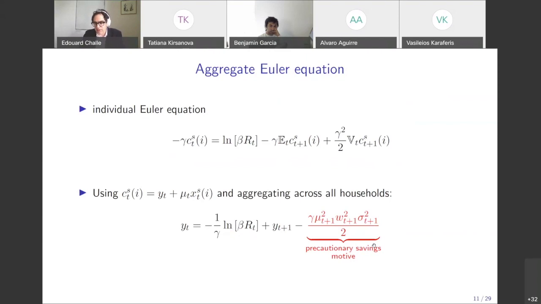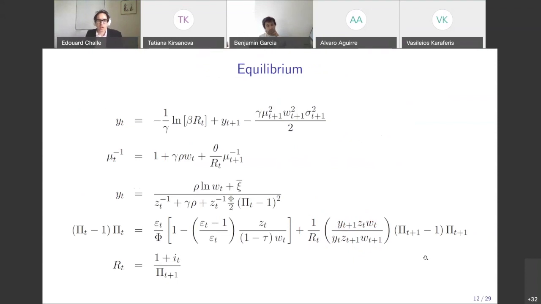So you can see here that monetary policy will make decisions that will affect W t plus 1 directly, but also mu t plus 1, because it will affect all equilibrium variables. And that's going to affect aggregate demand through this precautionary saving channel. So now, what does the equilibrium look like?